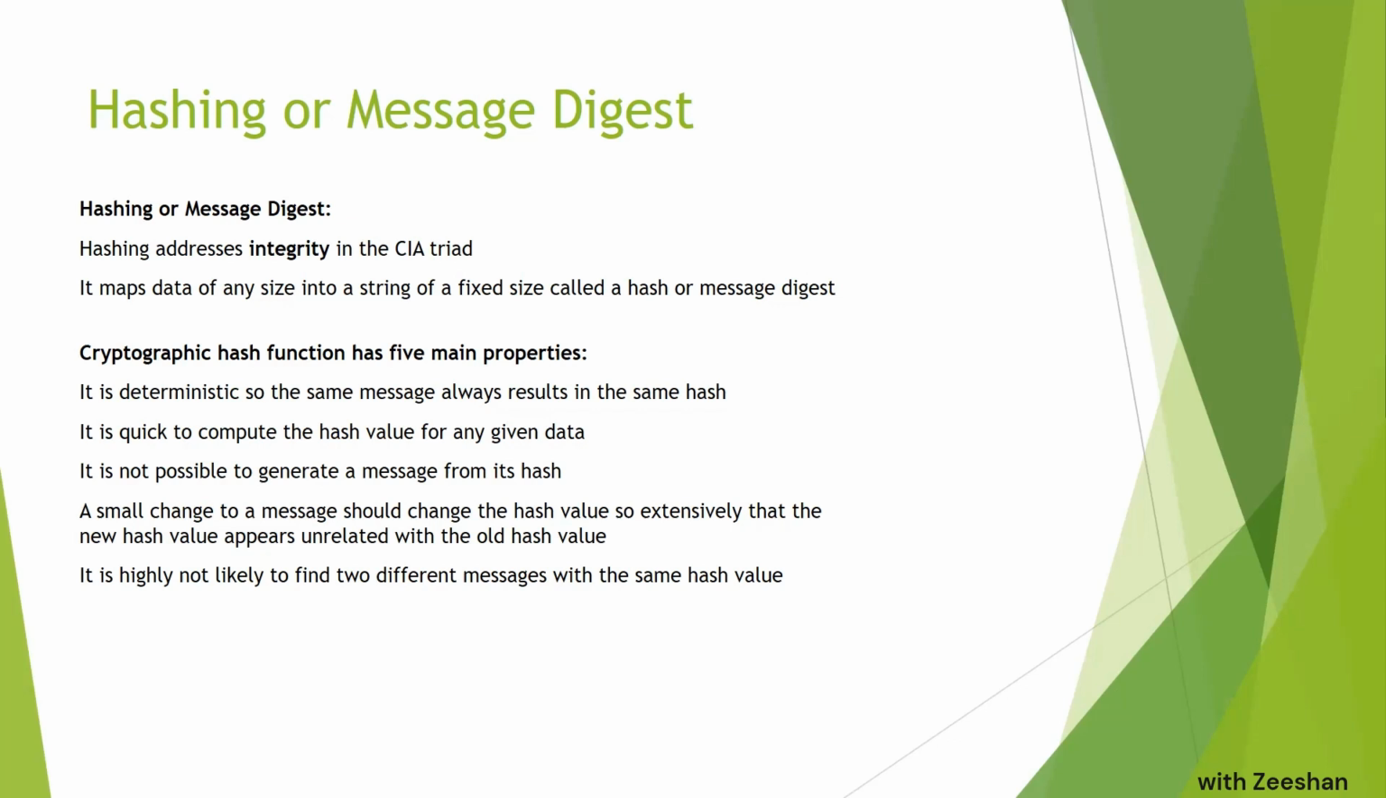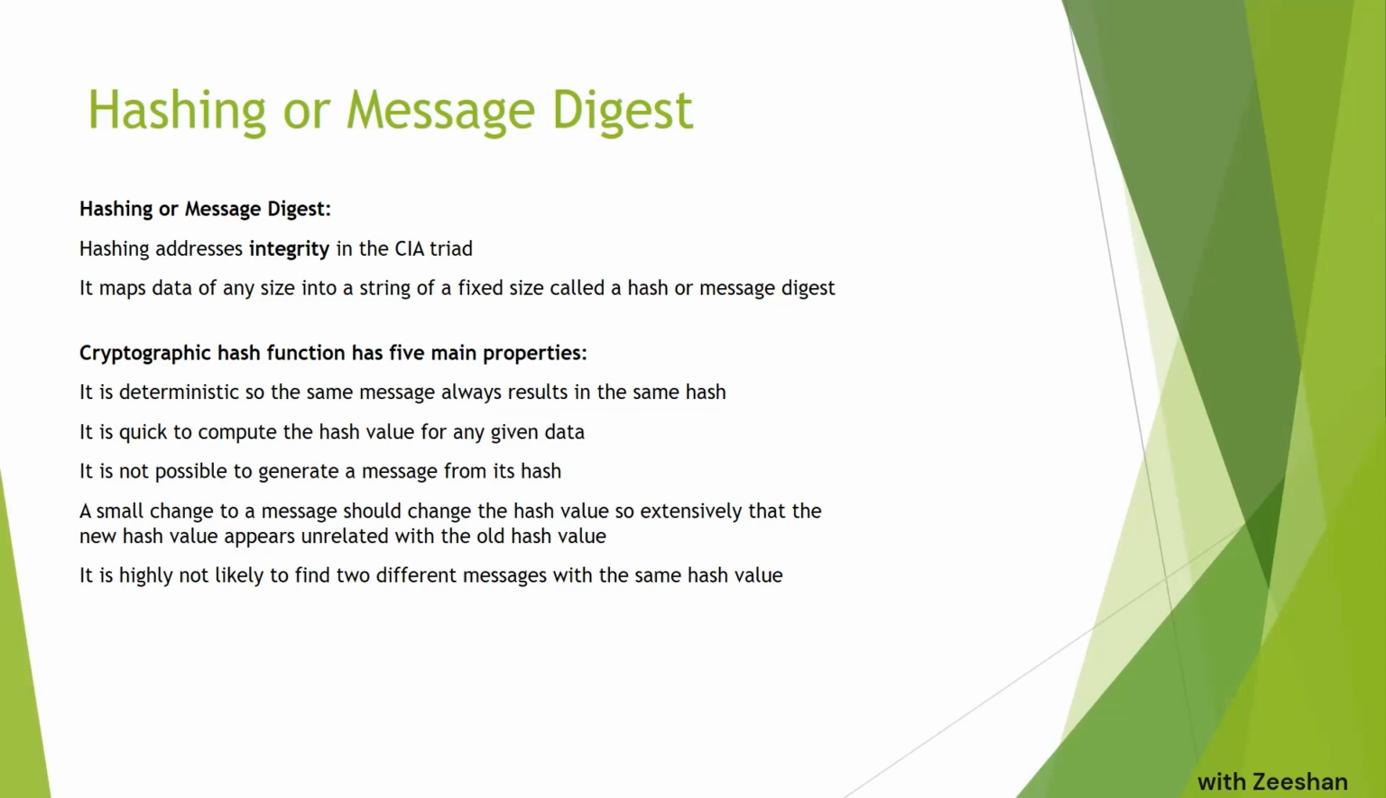Let me show you an example. It is deterministic, so the same message always results in the same hash. It is quick to compute the hash value of given data. These are the characteristics. It is not possible to generate the message from its hash. Of course, you have a small string available. How can you generate the complete data from that string? This is not possible. I will show you in the next slide.